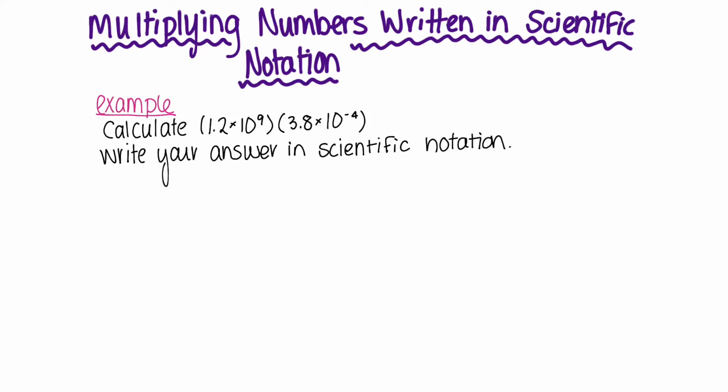Multiplying numbers written in scientific notation. Here we're going to be, what it says, multiplying numbers in scientific notation. So this is one number written in scientific notation, and here's a second number written in scientific notation.